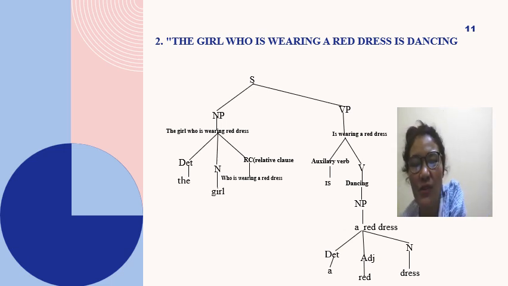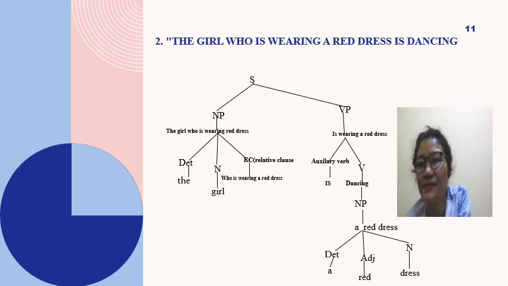We move to the verb phrase. The verb phrase here is wearing a red dress. The auxiliary verb is, and dancing is the verb. The noun phrase is a red dress. The determiner is a, red is an adjective, and the noun is dress.